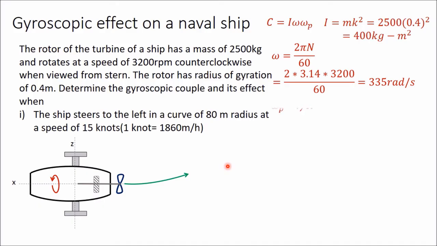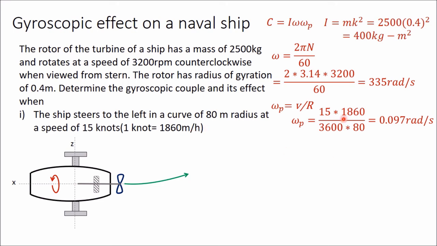Now omega p we know can be calculated using the V by R relation, where V is the velocity in meter per second. Now velocity is given in knots, so you have to convert that into meter per second. So I have converted that 15 into 1860 meter per hour.